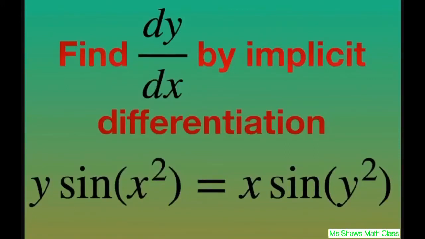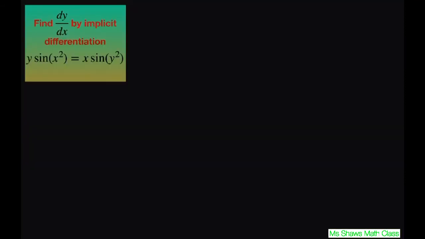Everyone, we're going to find the derivative of y with respect to x by implicit differentiation. We have y times sine x squared equals x sine y squared. The first thing we're going to do is differentiate both sides of the equation with respect to x. We're going to use the product rule on this one and also the chain rule.